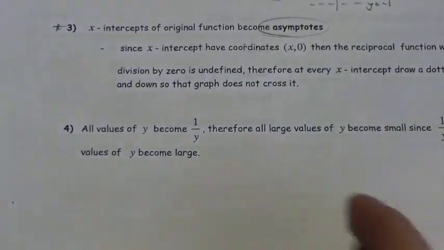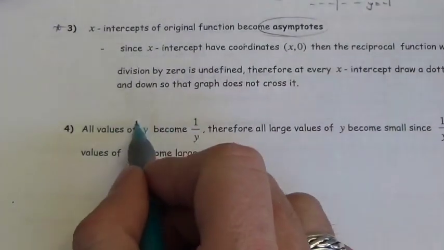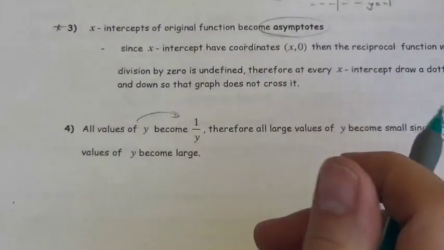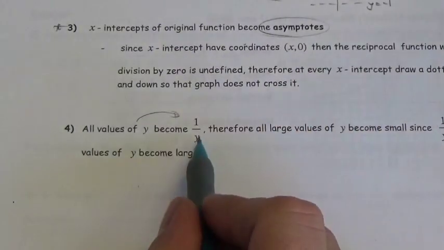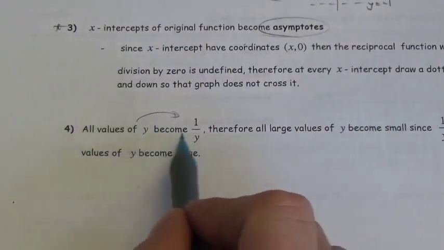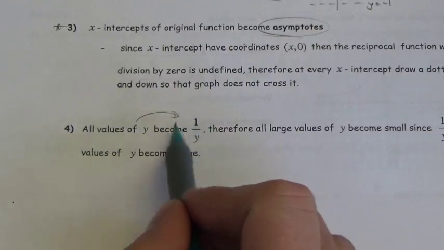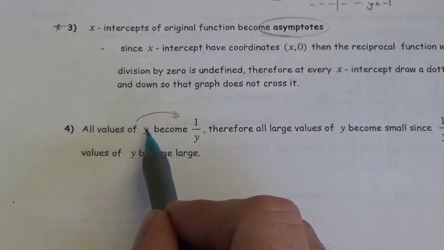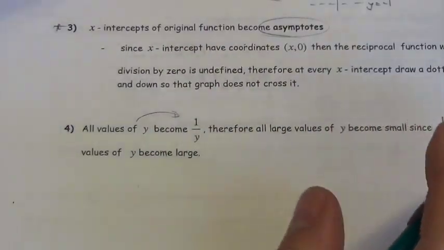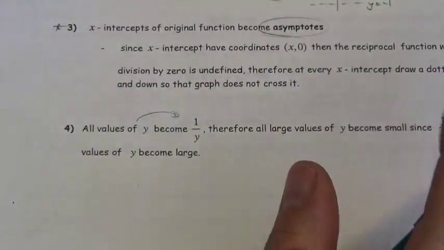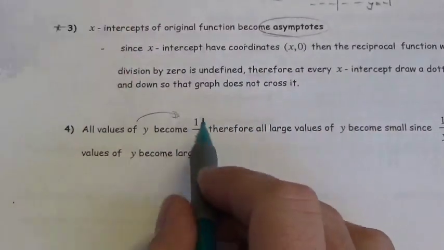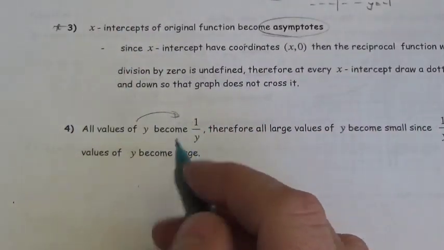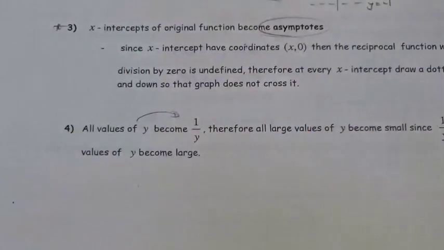Then what happens here is all the values of y for every point on the graph get reciprocated. Now think about the way that works. If you take a large number and put it in the denominator, the result is a very small number. However, if you've got a really, really small number, and I'm talking in terms of absolute value, whether it's positive or negative, if you reciprocate it, you're going to get a very large reciprocal, whether it's positive or negative.